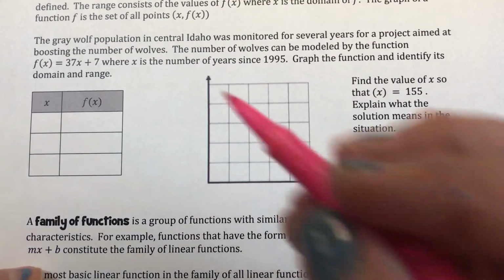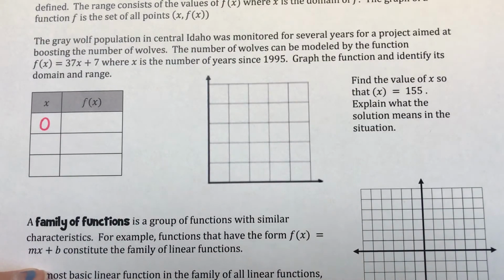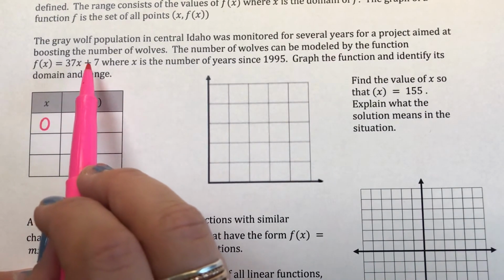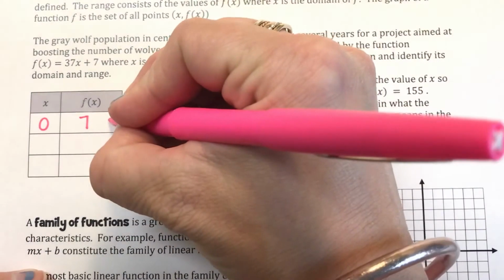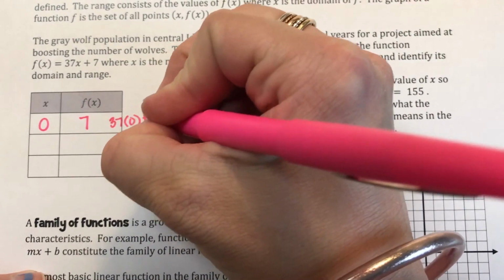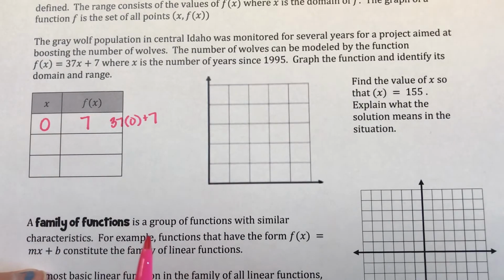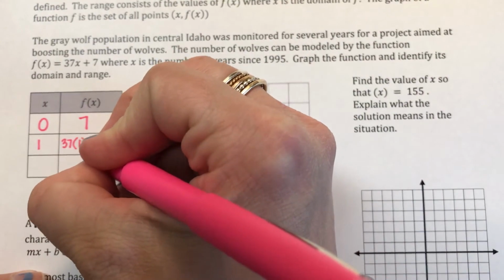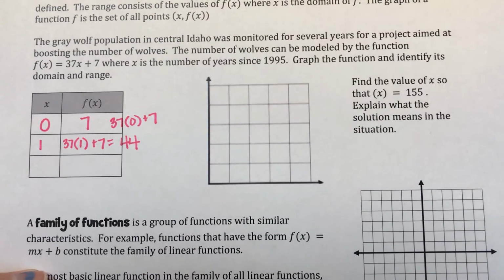Okay, so let's put in a 0. That would be in 1995, right? Because that's 0 years since 1995. We can put in 37 times 0 is 0. 0 plus 7 is 7, right? So in 1995, there were 7 wolves. Okay, well, what about 1 year after 1995? We're going to do 37 times 1 plus 7. So that would be 44.